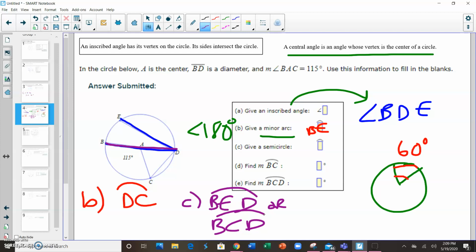All right, next, BC. It says, what is the measure of arc BC? Well, that one's actually not too bad because if this is 115, guess what this is? The same thing, 115. And then it says, what is the measure of BCD? Well, BCD goes from here all the way to here. Well, that's a semicircle. So that would be 180 degrees because that is half of the entire circle. It's a semicircle. So this would be 180 degrees. Okay, moving on.